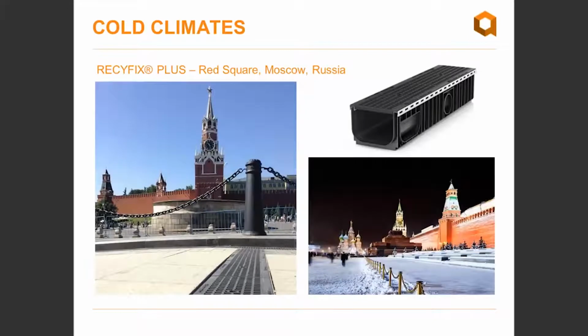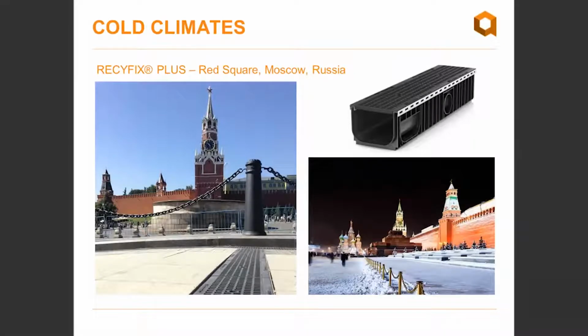So this is an example of a project that has been done: Red Square, which is located in Moscow in Russia. As you know, they have a very harsh winter, and those systems are used, and it's a Recifix system, exactly the system we promote. So again, there's no issue with cold climates and trench drain solutions.